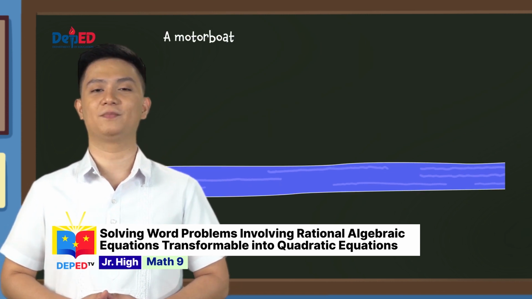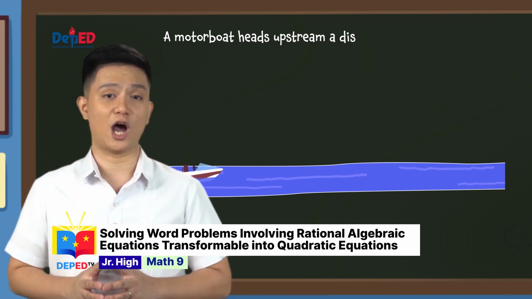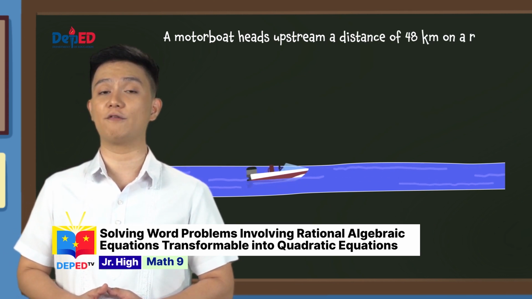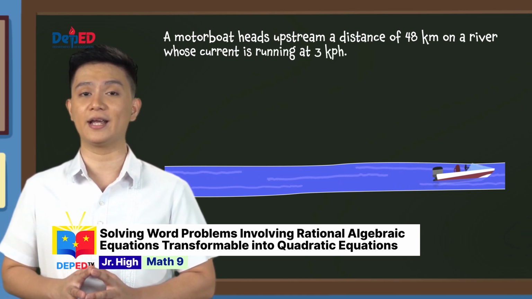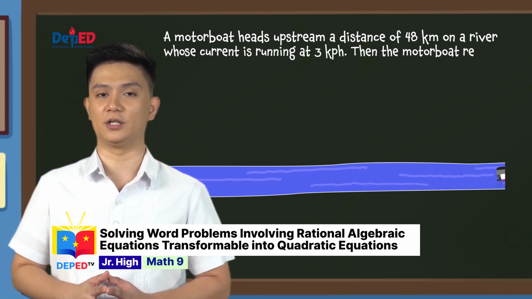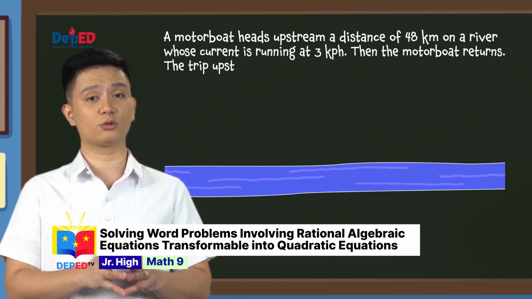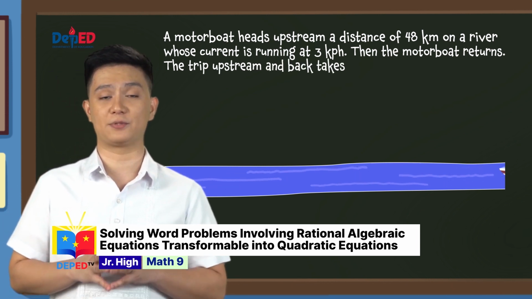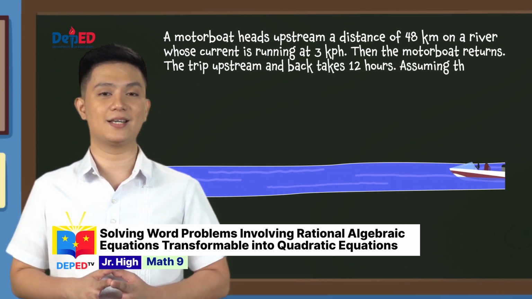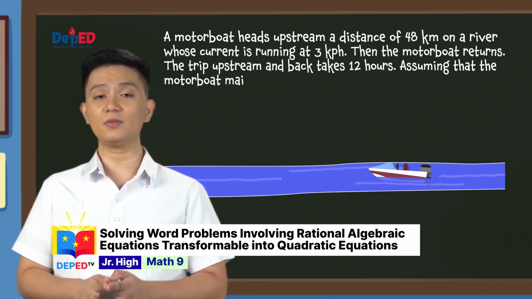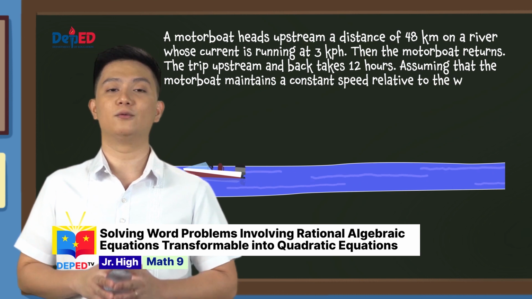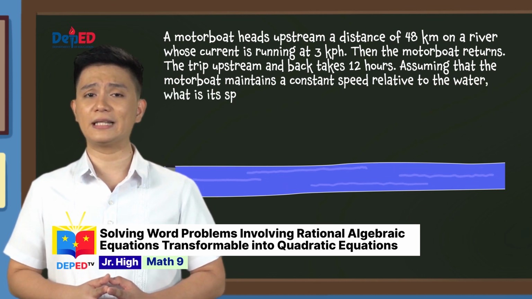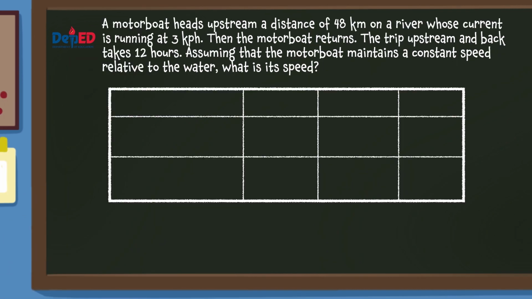Problem number 1. A motorboat heads upstream a distance of 48 kilometers on a river whose current is running at 3 kilometers per hour. Then, the motorboat returns. The trip upstream and back takes 12 hours. Assuming that the motorboat maintains a constant speed relative to the water, what is its speed?